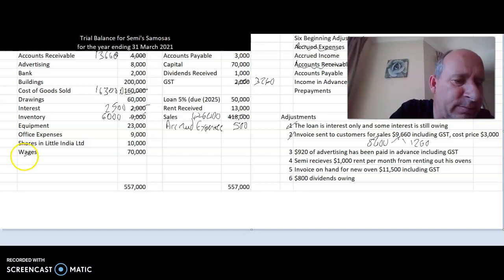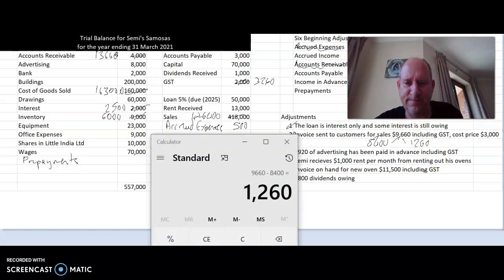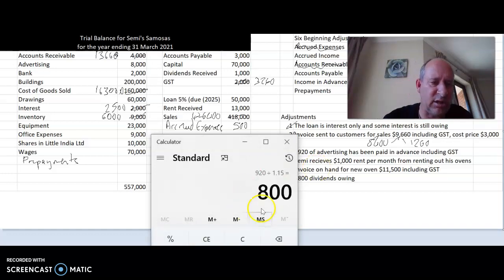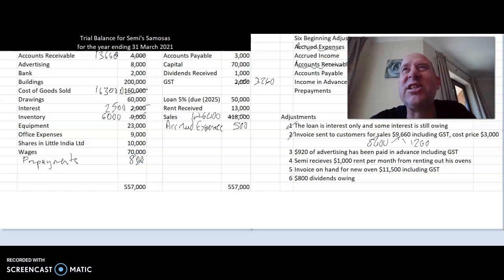Okay, we'll write it in. Just be careful with the figure here because it says including GST. So back to your trusty calculator. 920 divided by 1.15. So the prepayments is actually only 800. So we'll take the GST off because that GST, when we paid it, that's when we'll claim it back from the government.